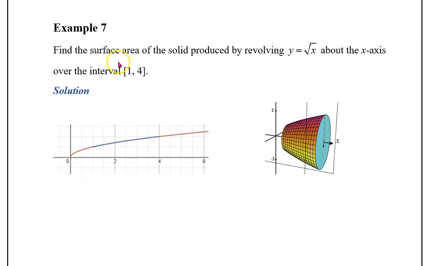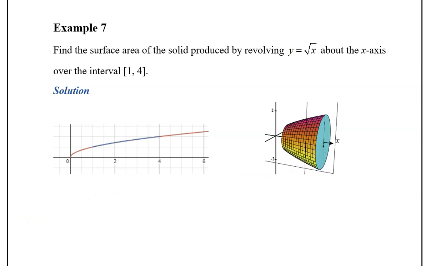In example 7, we want to find the surface area of the solid produced by revolving the simple graph y equal the square root of x about the x-axis, but only the portion between 1 and 4. Here's a graph of the square root of x between 0 and 6. We want to take the portion between 1 and 4 and revolve it about the x-axis. You can see the picture produced here of the solid of revolution produced in Calc Plot 3D.